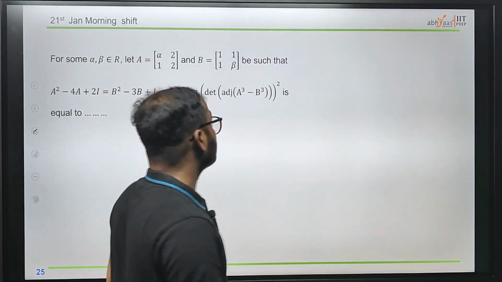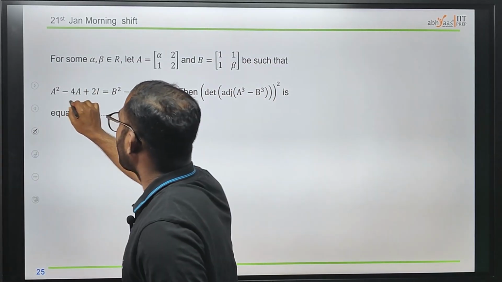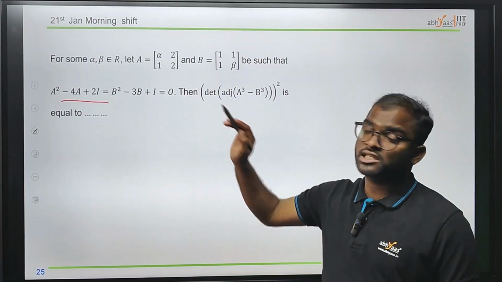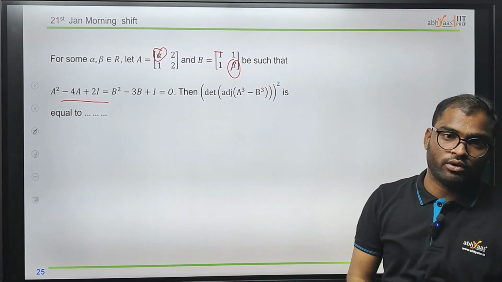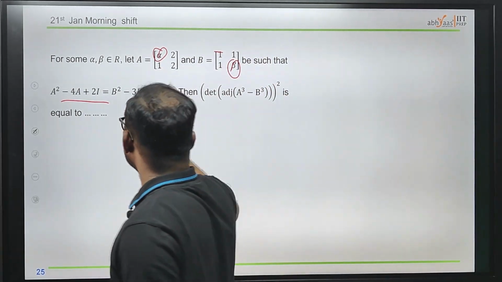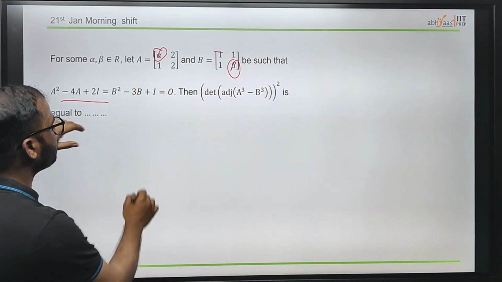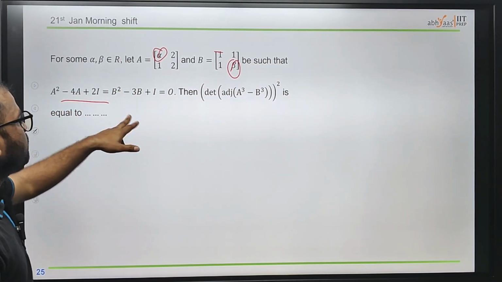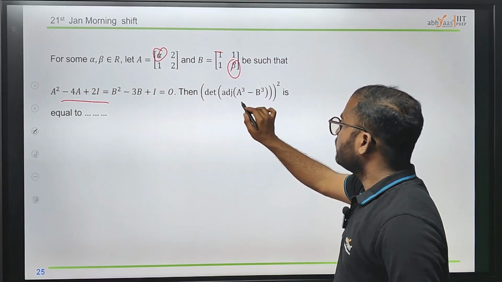Coming to the next question, we have a matrix whose values depend on the characteristic equation. By using the characteristic equation, we can easily find this alpha and beta values. Now we know how to find the trace: if we see here, alpha plus 2 is equal to 4. Why this? By using the characteristic equation we know that. By this we can easily find alpha as 2 and beta as 2. Now we need to find this.